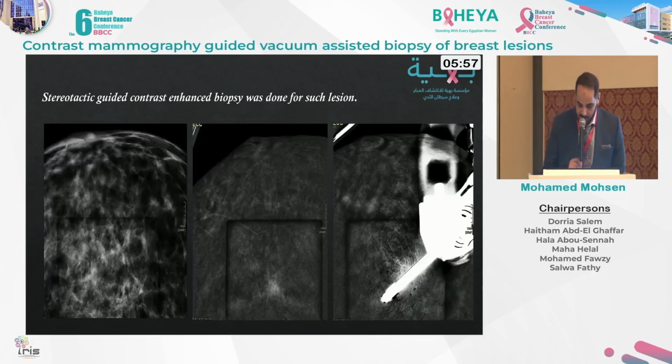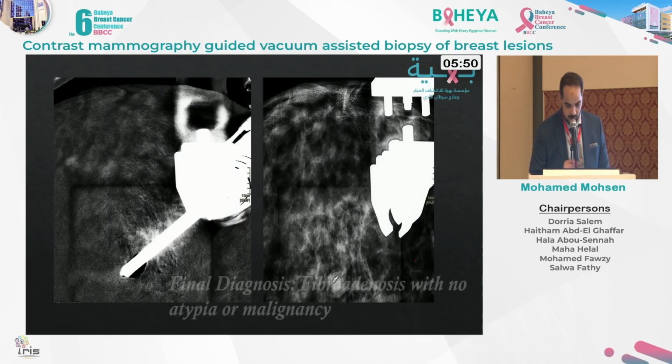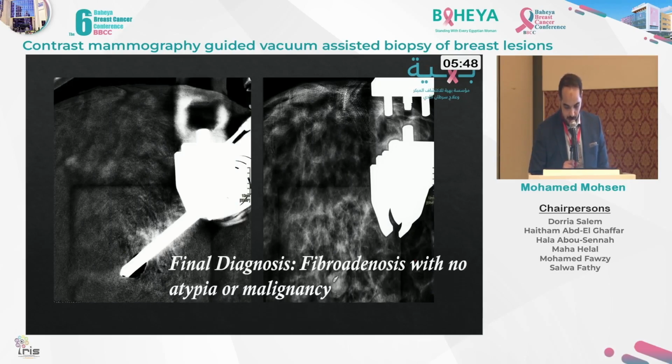Stereotactic guided, contrast-enhanced biopsy was done for such lesion as shown. Fibroadenosis with no atypia or malignancy.